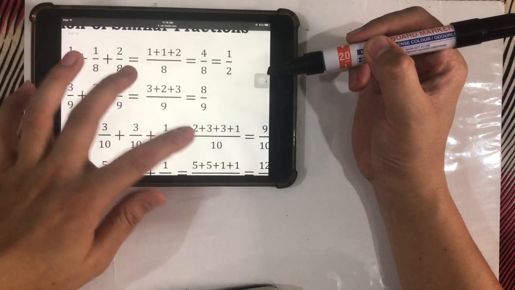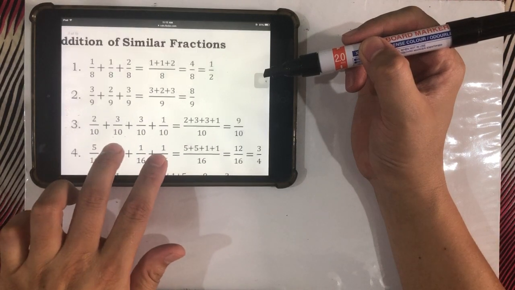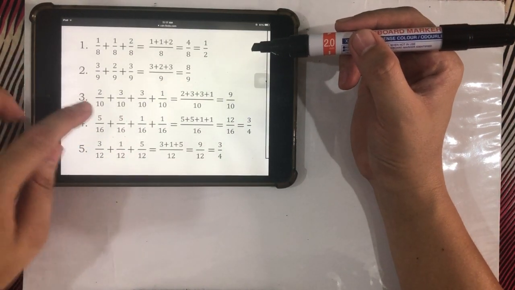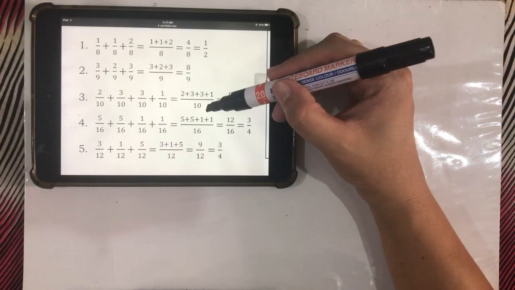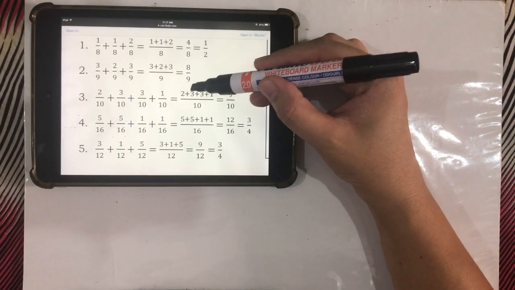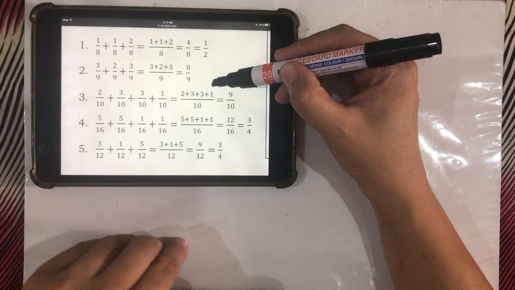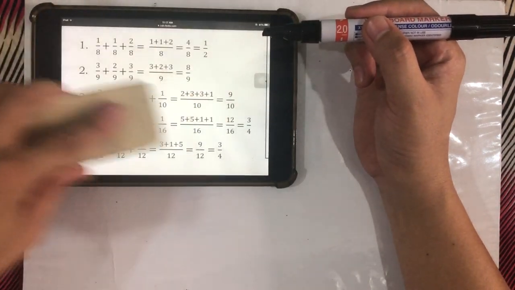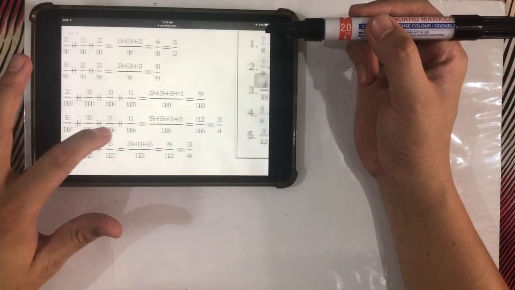Number 3. Same thing. Okay? Same, just copy our denominator. 2 plus 3 plus 3 plus 1, you will have 9. Number 4 is the same. Okay? So, you have the same process.